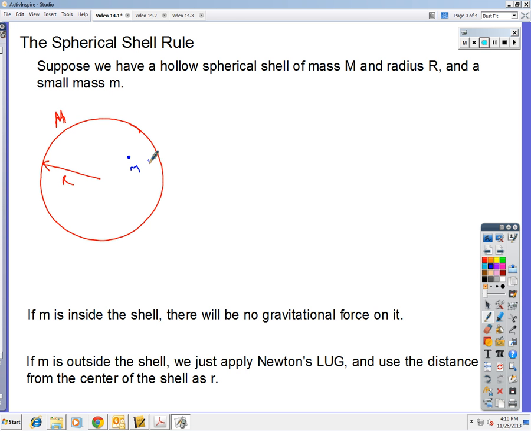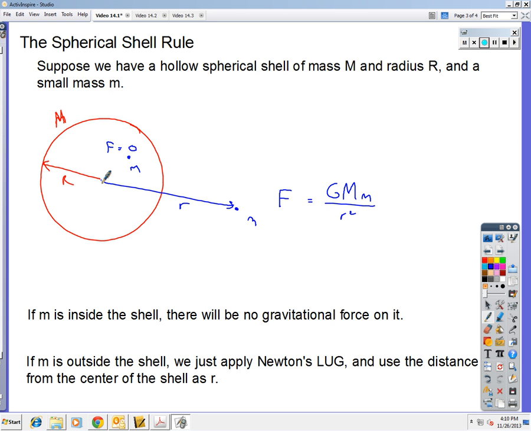So if m is inside the shell, no force at all. But now we put m outside the shell, and let's call the distance from the center of the shell to m little r, as opposed to capital R, which is the radius of the shell. In this case, the force on the small mass is going to be G times the product of the masses divided by r squared, just as if all the mass of the shell was concentrated at its center.